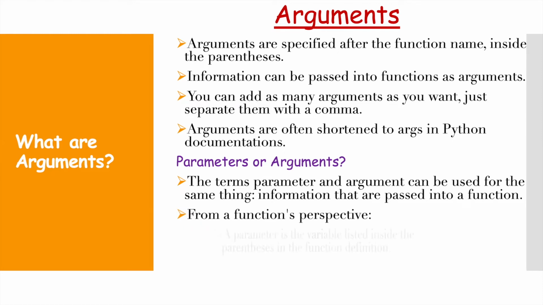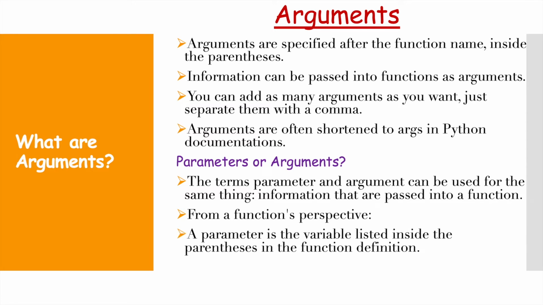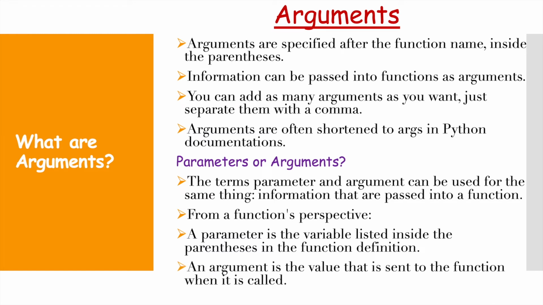From a function's perspective, a parameter is the variable that is listed inside the parenthesis in the function definition, and an argument is the value that is sent to the function when it is called. Is the difference between the two clear? Both are the same, but from a function's perspective, they have two different meanings.